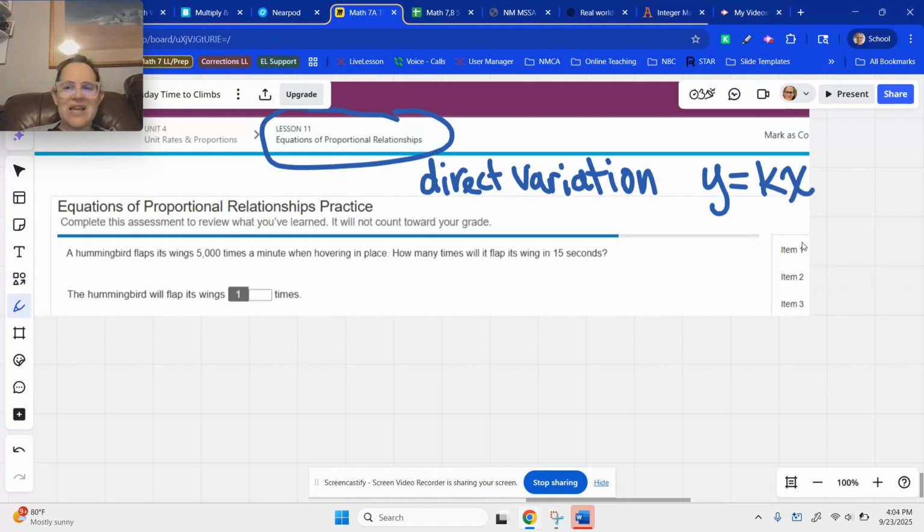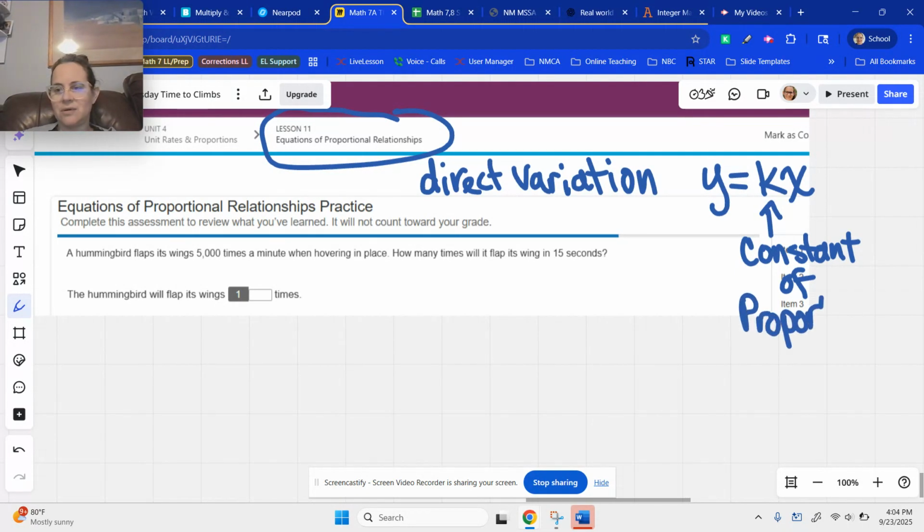So don't forget that k is that constant of proportionality. And that number can be a whole number, it can be a fraction, it could be a decimal. And then we can also remember that that's just what we've been calling the unit rate as well. But let's see what this looks like. This is one of your practice problems.